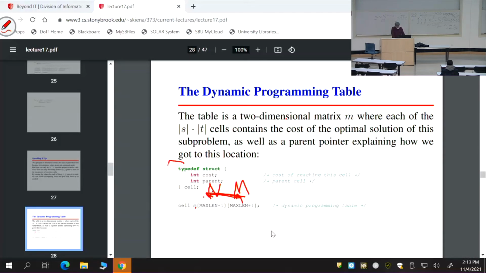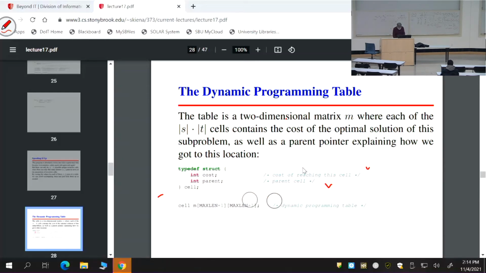Each cell that I'm going to have is going to encode the cost of reaching this cell, but I'm also going to keep track of a parent pointer. This is a little bit like what happened in shortest path. Remember when we wanted to do shortest path? We found the shortest path to each node, we knew the cost, and we knew where we came from. We want to do the same thing in a dynamic programming implementation.